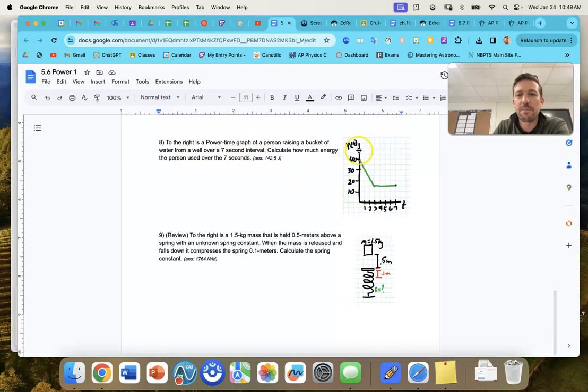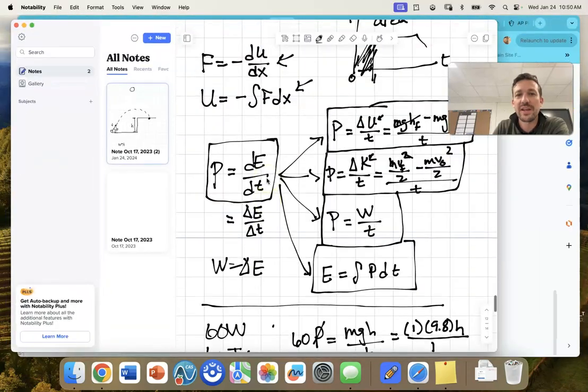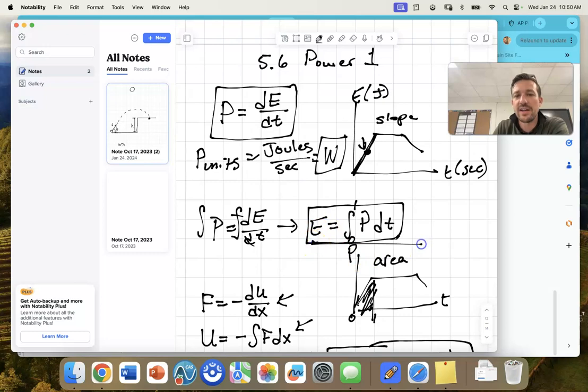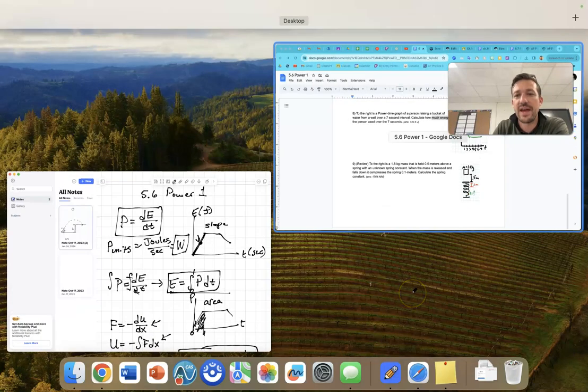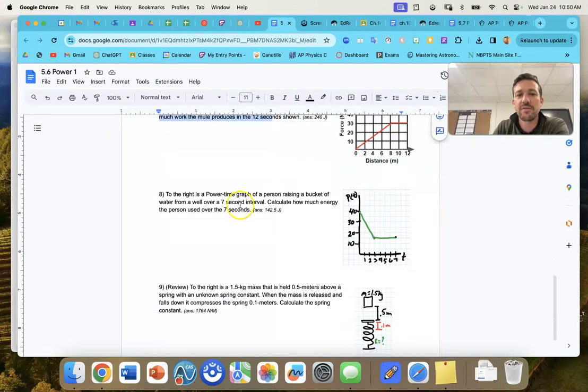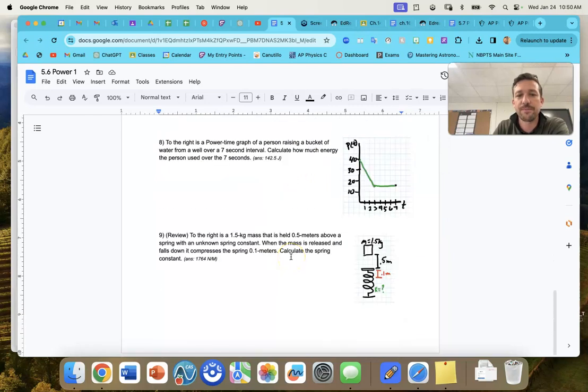On this one, they have a power time graph. It says calculate how much energy. That's the same idea. You want to calculate energy, and you have a power time graph, so the integral of that would calculate that. I created this question to set you up to then do an area on that one. So you're doing area on both of those, right?